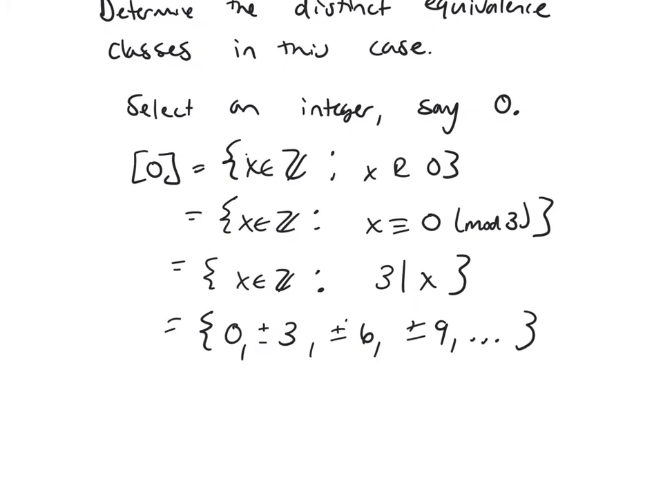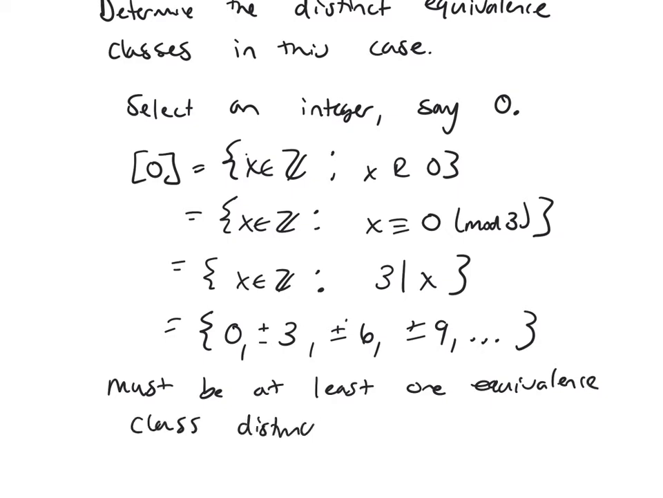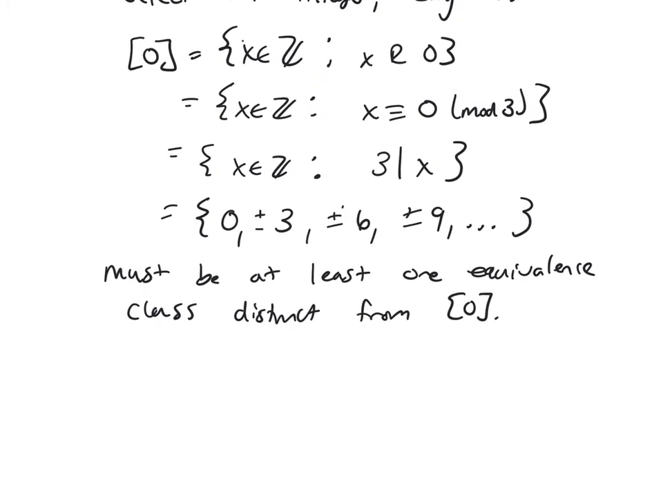And again, we know that there must be at least one equivalence class distinct from the equivalence class of 0. And that's because the equivalence class of 0, if I look at it, doesn't contain every integer. So I need to pick an integer that's not in this equivalence class. So pick 1, for example. 1 is not in this equivalence class. And look at the equivalence class of 1.